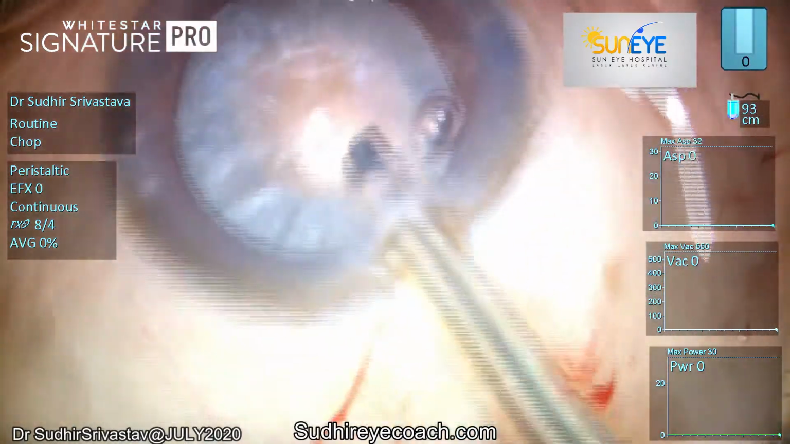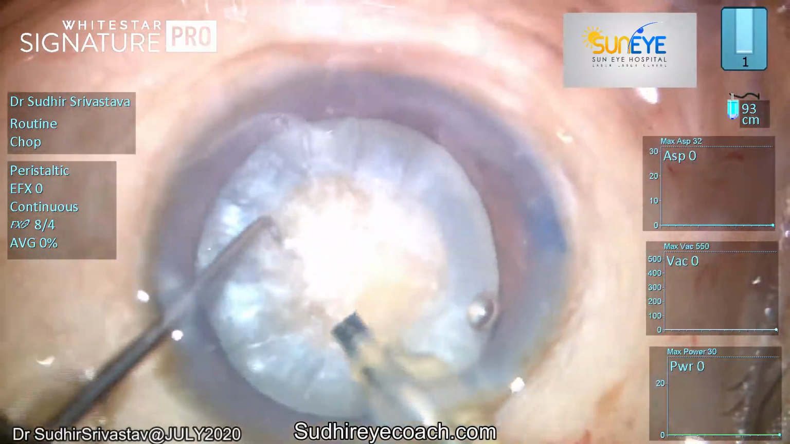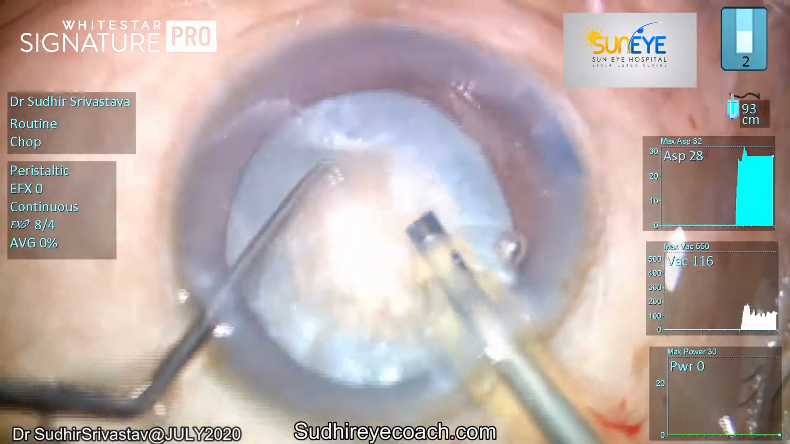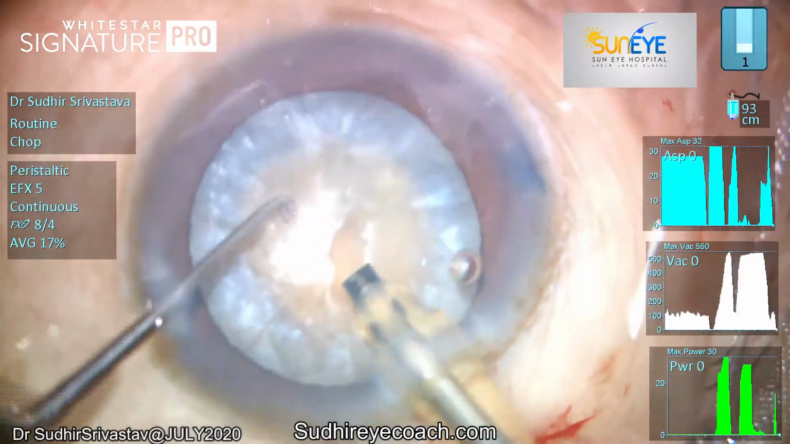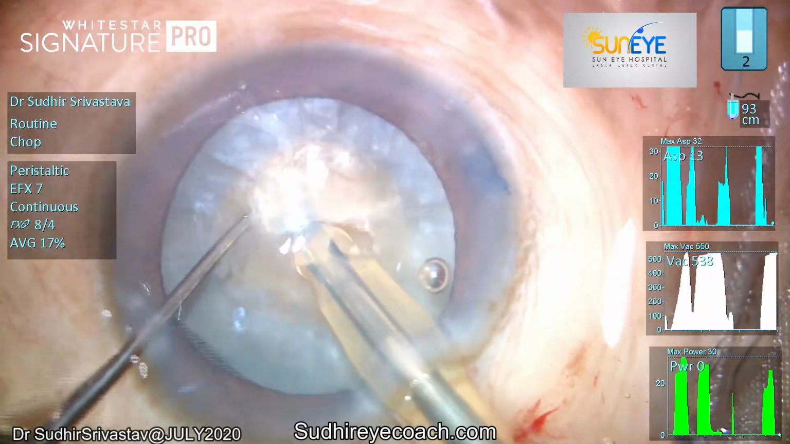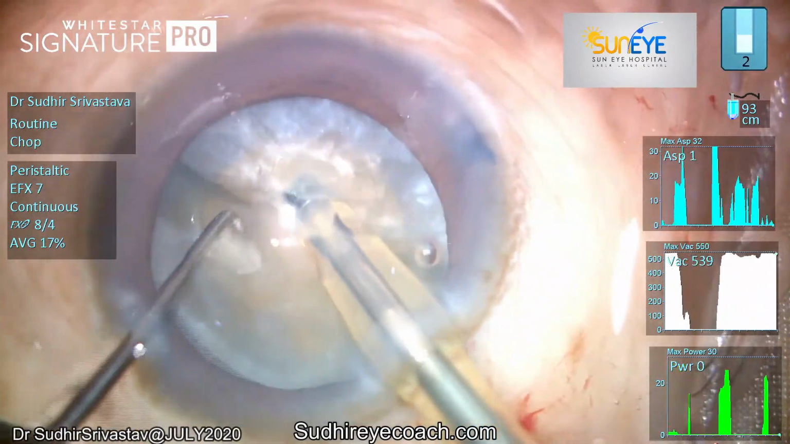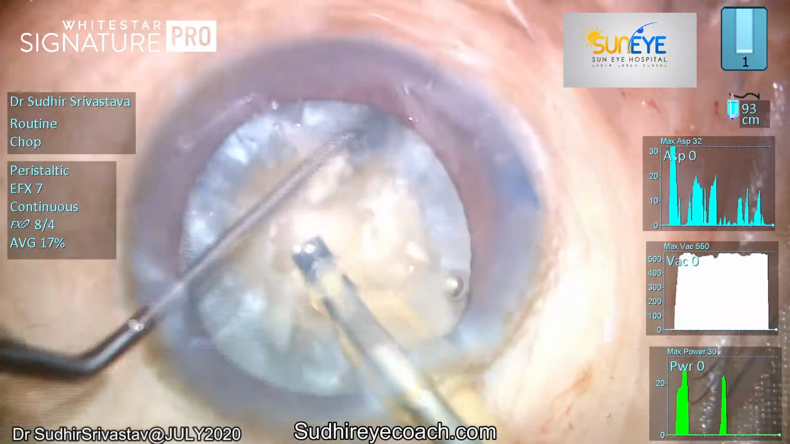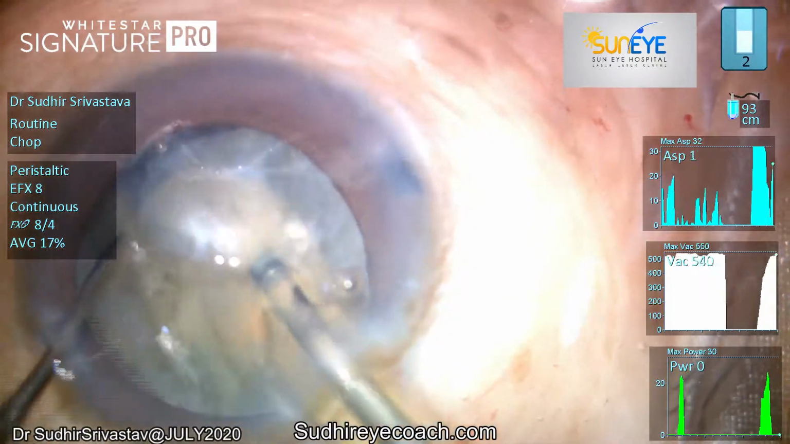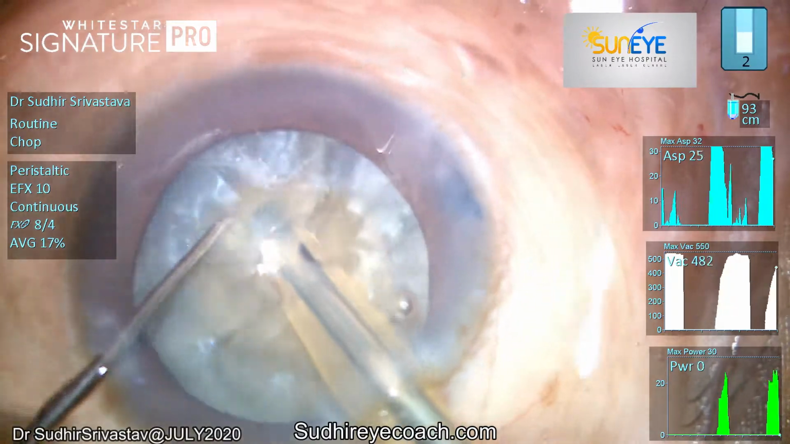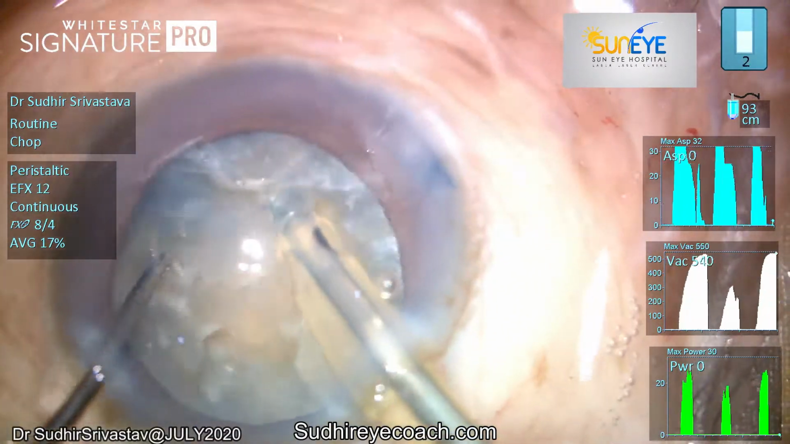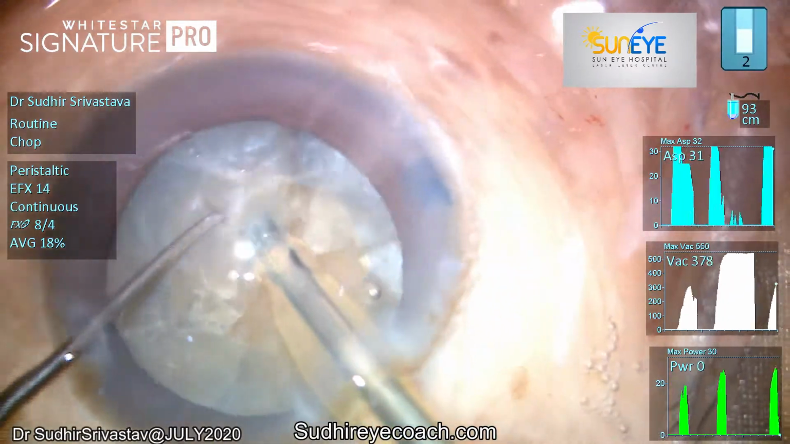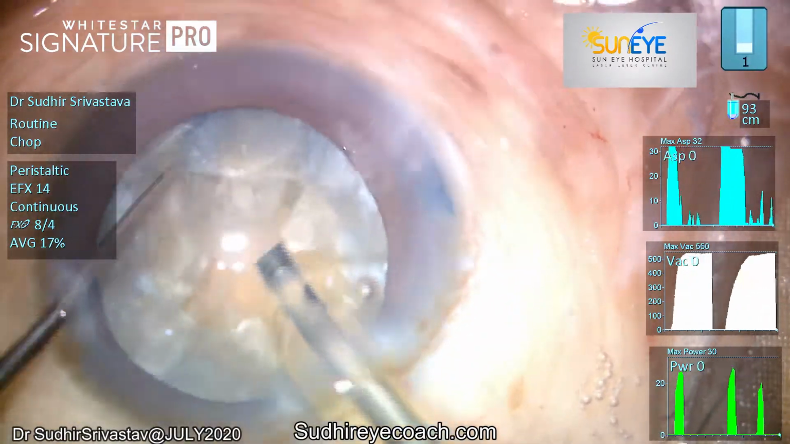Chopping requires firm holding of the nucleus, therefore we need high vacuum and moderate aspiration. Phaco energy is not required to hold the nucleus, therefore phaco energy should also be kept low. For firm holding, we only need high vacuum, and we give only pulses of power just to bury the tip in the substance of the nucleus.